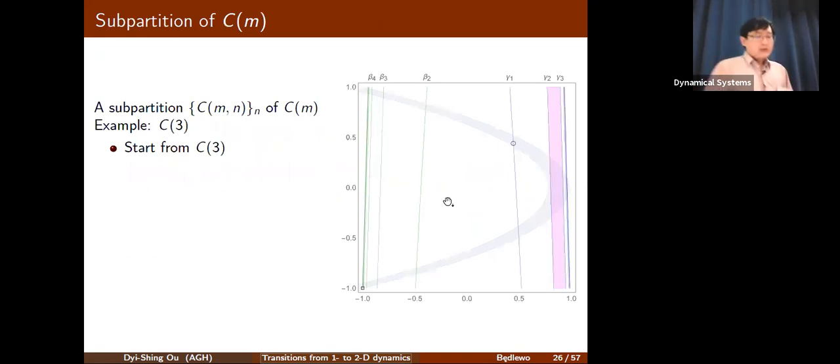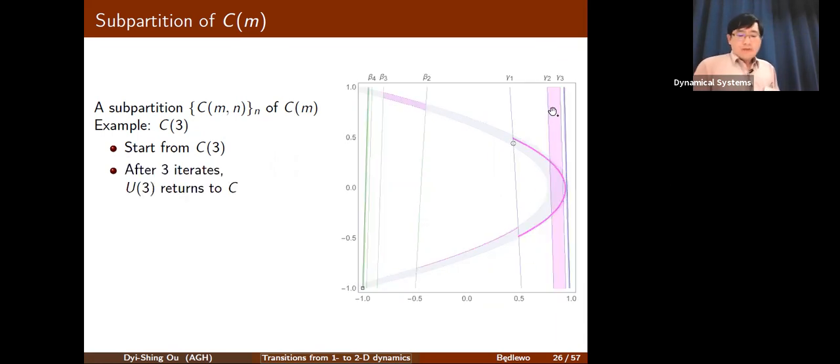Okay, so let us move on to other applications. In order to give you some other applications, we introduce subpartitions of C^m. Let me define a subpartition of C^m by using an example, C3. We start from the set C3 here. After three iterates, the orbit returns to C. This goes here and this goes here and returns to C.